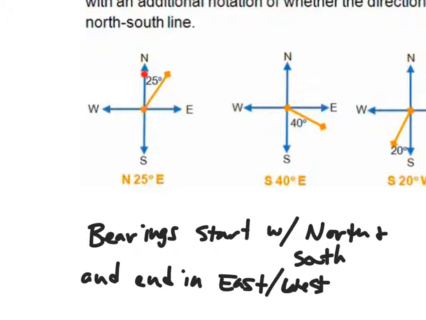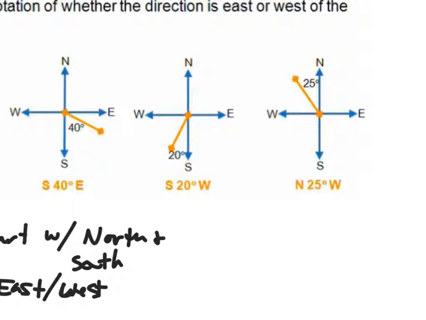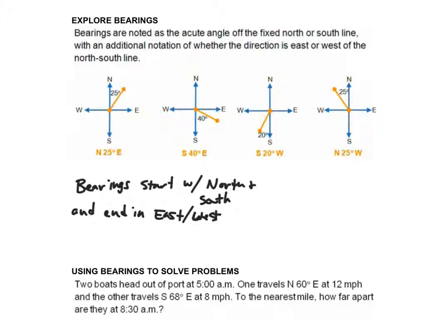North is our initial value, and then we move 25 degrees to the east. Same thing with the second one: south 40 degrees east. So start on the south axis and go 40 degrees from the south axis east. The other one, south 20 degrees west, goes this direction, and then north 25 degrees west goes in that direction. So you have an example of what these look like in each quadrant and how we would write them.